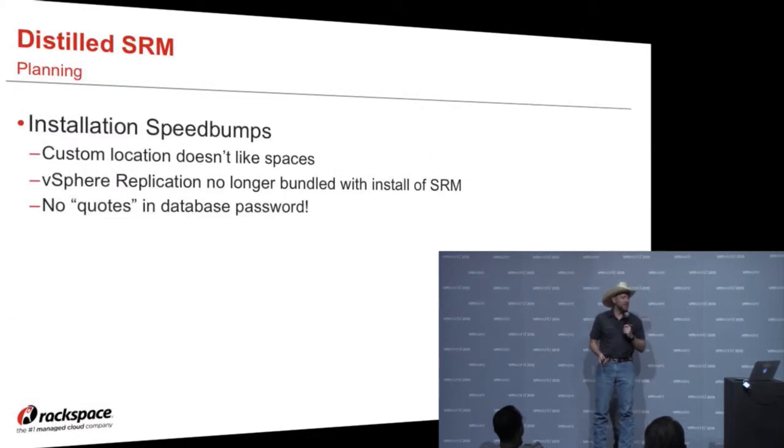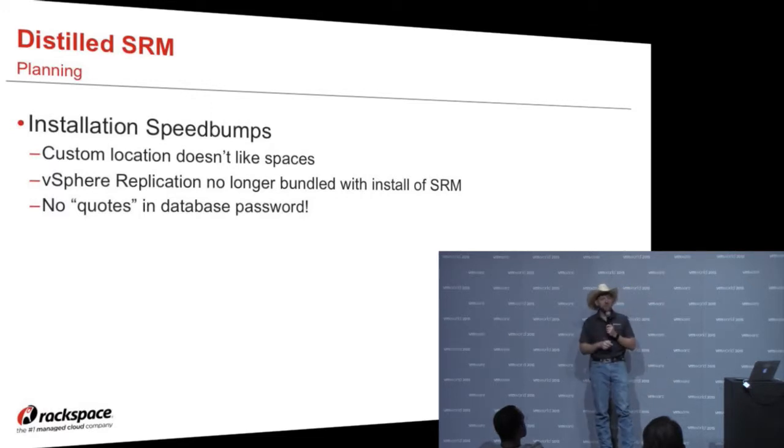Some of the installation speed bumps I had were that when I was installing SRM and I changed the directory where it was installed, changing the C to a D, it didn't like the space in Program Files. The installation actually failed and gave me an error saying it cannot find D:\Program because it couldn't handle the space. So keep that in mind when you're installing SRM. If you're going to do a custom destination location, make sure it's a name without spaces.